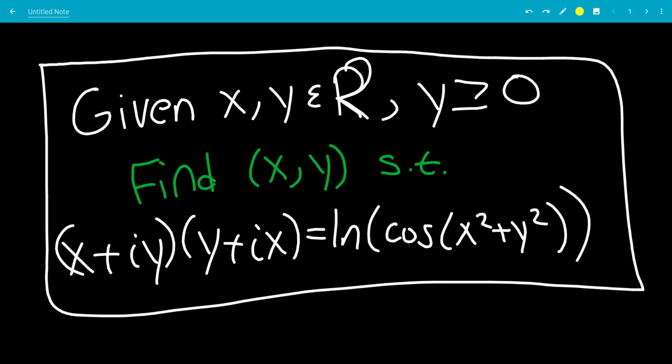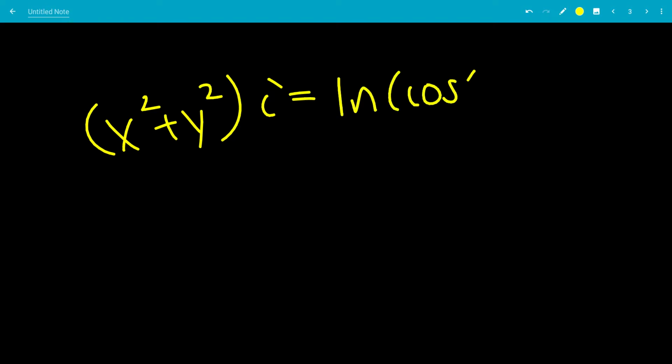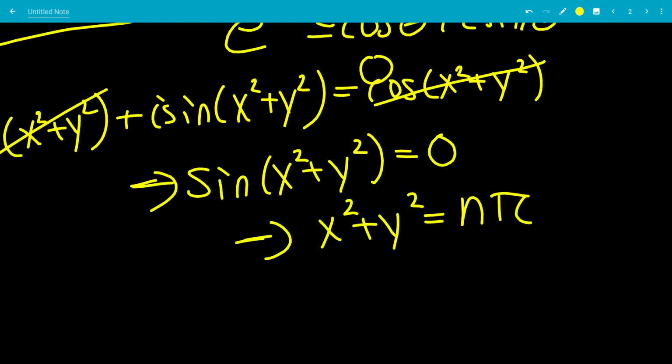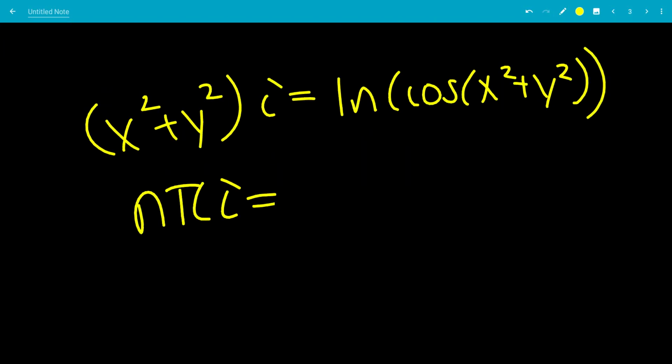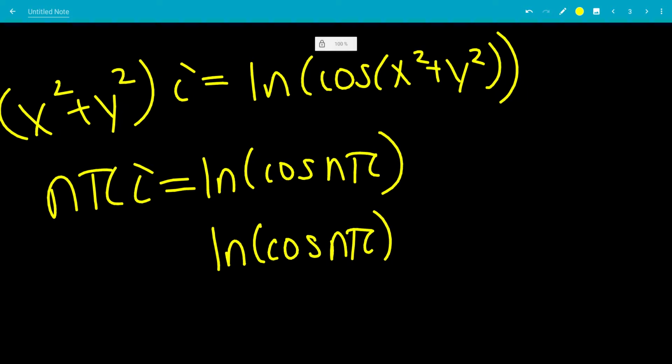Okay, now let's plug this into the original equation. So the original equation on the left-hand side will have x squared plus y squared times i, when it's expanded, equal to ln of cosine of x squared plus y squared. That's it. So we want to find out which n values make this true. So x squared plus y squared equals n pi, so we're going to replace it, right? Yes. So n pi i equals ln of cosine of n pi. But let's see what ln of cosine of n pi produces, and n is an integer.